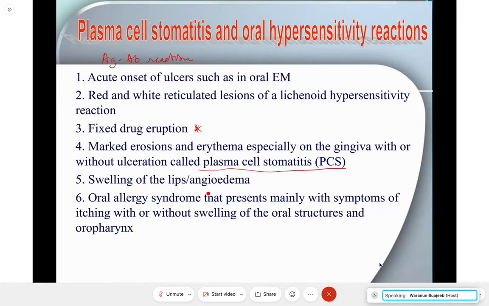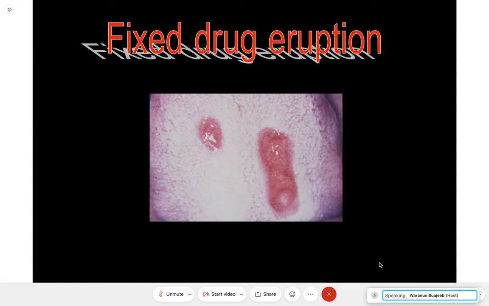Or it can cause angioedema on the vermilion border. And apart from that, oral allergy syndrome, itching with or without swelling of the oral structures. This is a type of fixed drug eruption. See, with the medication, the patient will have ulceration on the tongue. Every time with this medication, we call this fixed drug eruption.